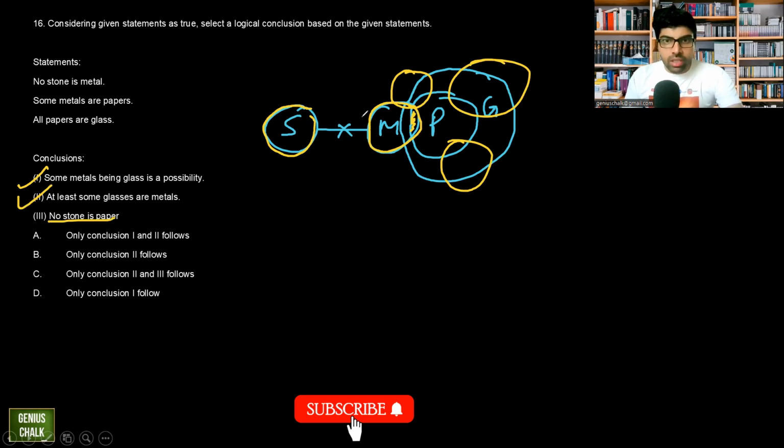It's not clear because the relation between stone and metal is clear, that they are with no relation. But with others, if I make stone here, they can make relation, right? If I make stone here, they can make relation. So this is not correct. So only first and second follow. That is option A.